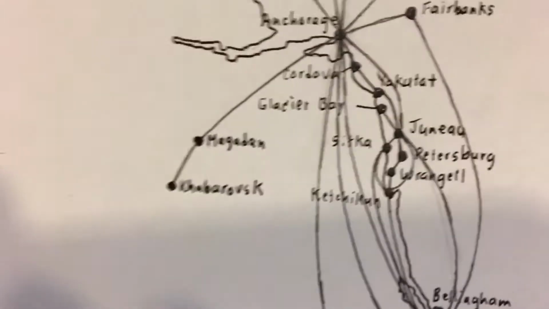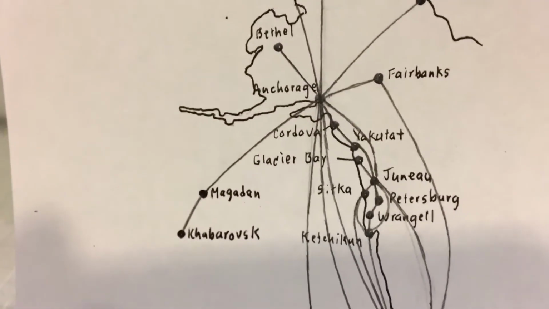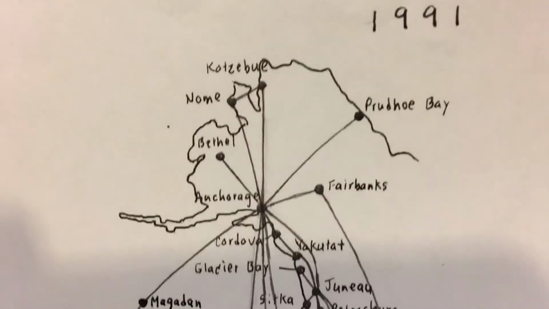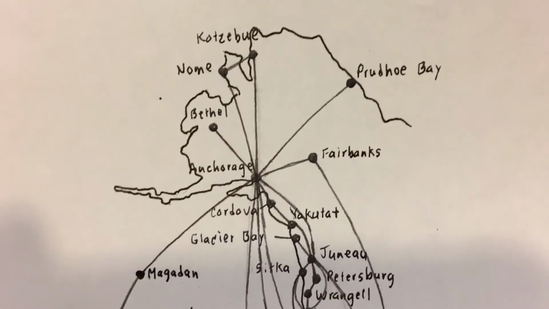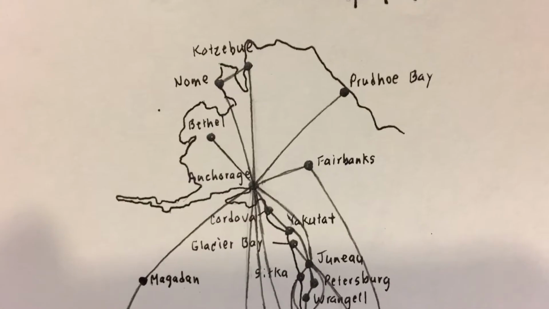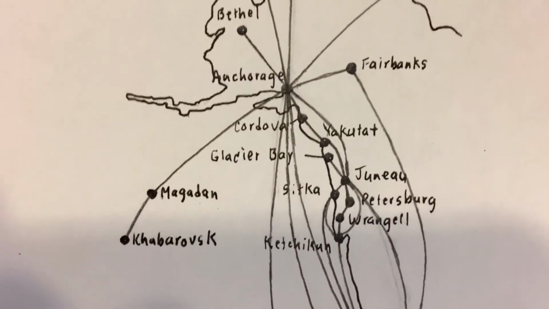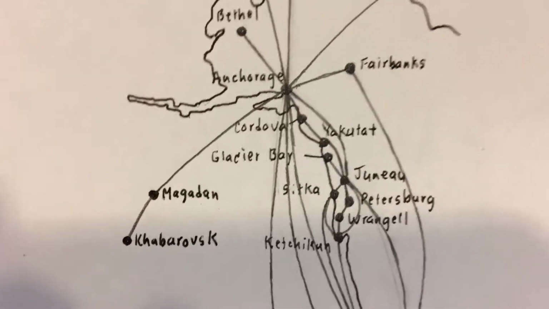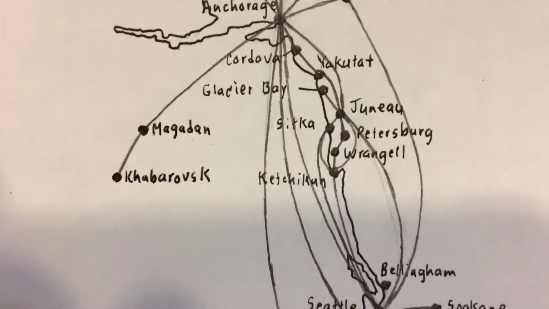Now in 91, Alaska was growing. They initiated service to the Far East, aka the Soviet Union, or actually it was just Russia. So you had Magadan and Khabarovsk.